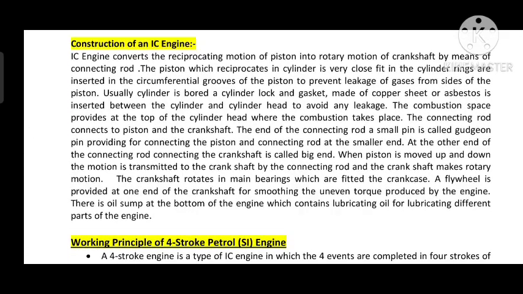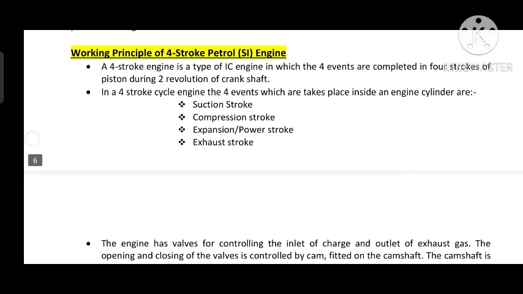Construction of IC engine. You have to write these in for construction. Next is your working principle of a 4-stroke petrol engine or SI engine. A 4-stroke engine is a type of IC engine in which the 4 events are completed in 4 strokes of a piston during 2 revolutions of the crankshaft. In a 4-stroke cycle engine, the 4 events taking place inside the engine cylinder are suction stroke, compression stroke, expansion stroke, and exhaust stroke.